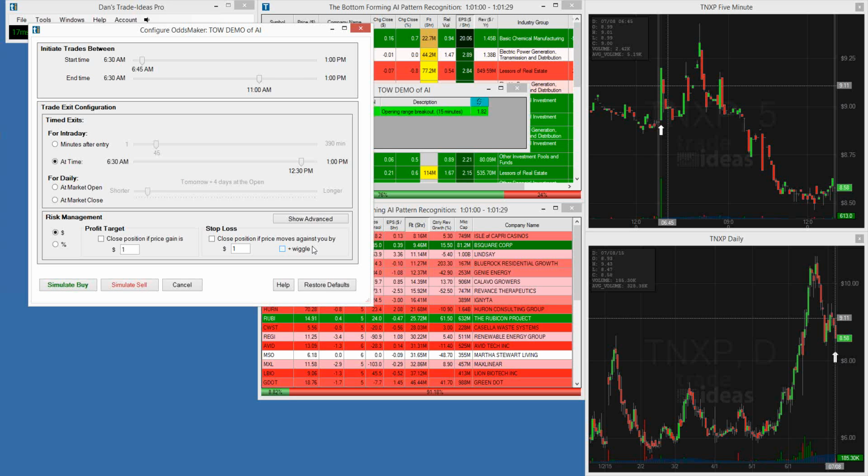So my general concept here is I'm going to trade this opening range breakout roughly from, I'm on the West Coast, so from 6:45 a.m. till 11 a.m., and I'm going to exit at 12:30, which is half hour before the close. Okay. So I'm going to simulate buy.